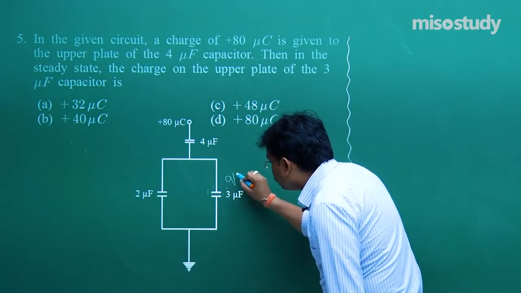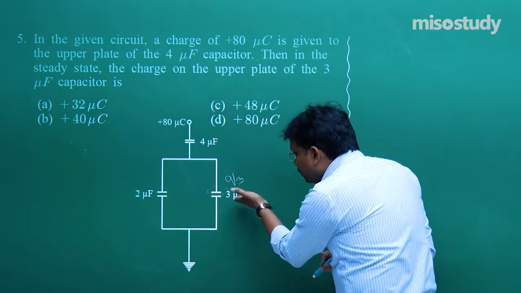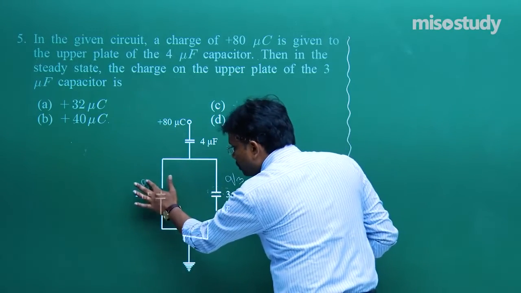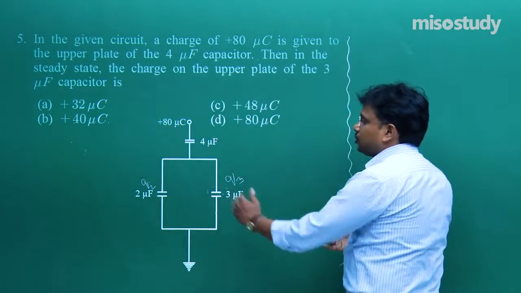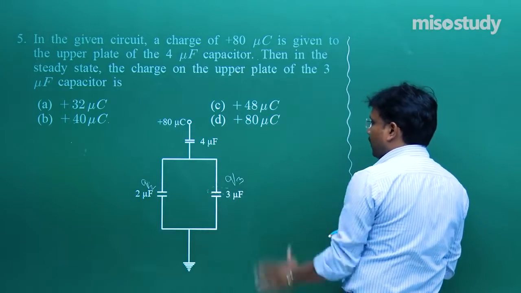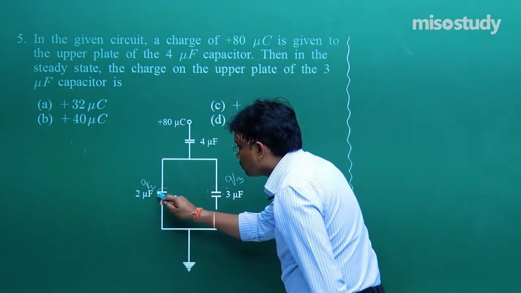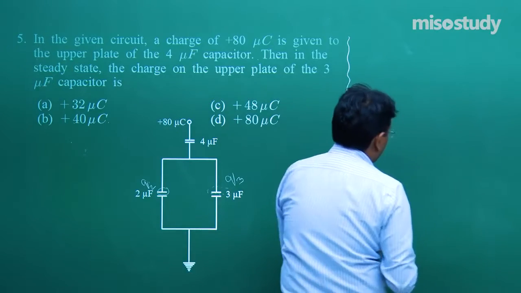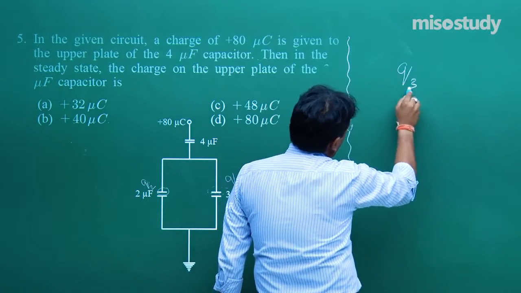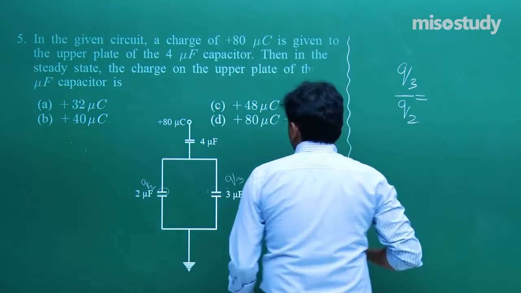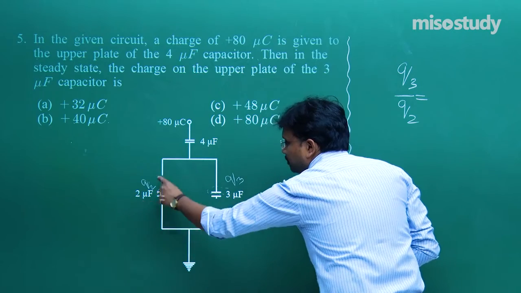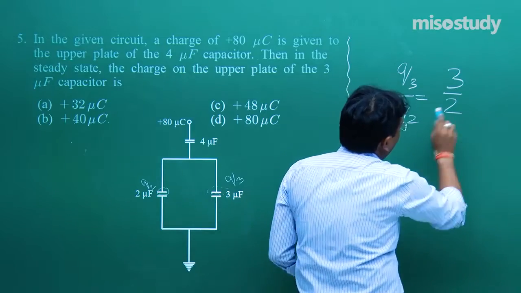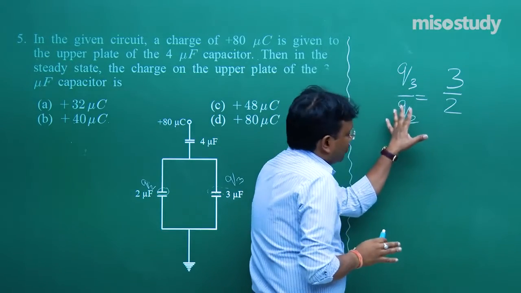Let's say it is Q3. Q3 means the charge on this 3 microfarad capacitor. And similarly, let's say it is Q2. Q2 means the charge on the 2 microfarad capacitor, on the upper plates only, because the lower plates are grounded. That's why I very specifically mentioned this grounding mechanism. So from here, Q3 by Q2 is equal to, the charge will be redistributed in the manner these capacitances are given. So Q3 by Q2 is 3 by 2. I hope everyone has no problem with this simple equation.